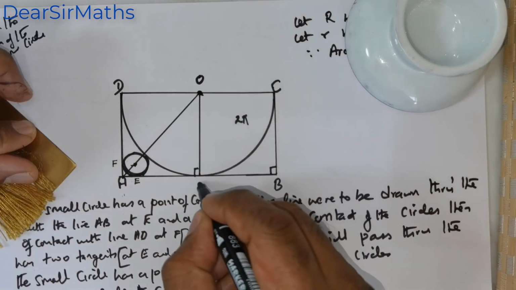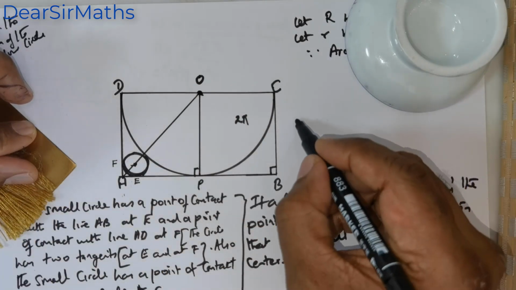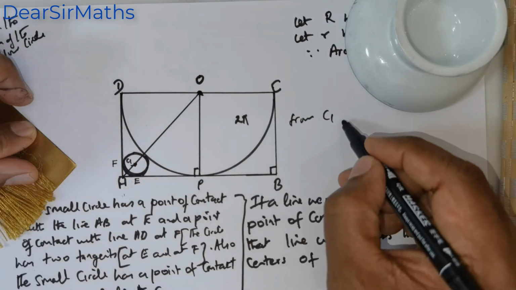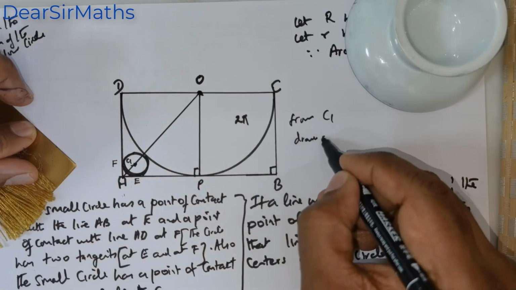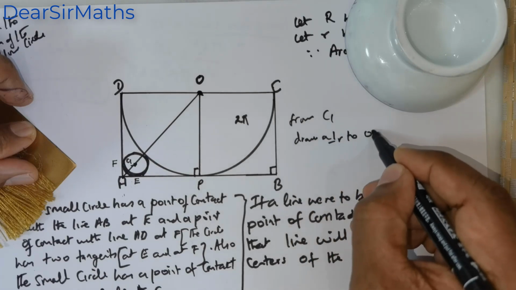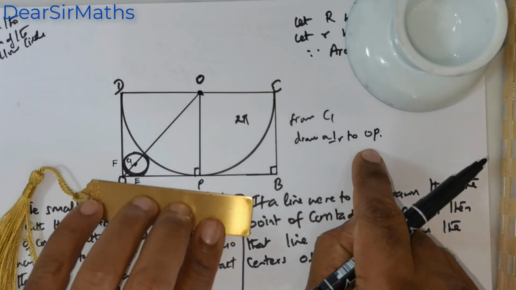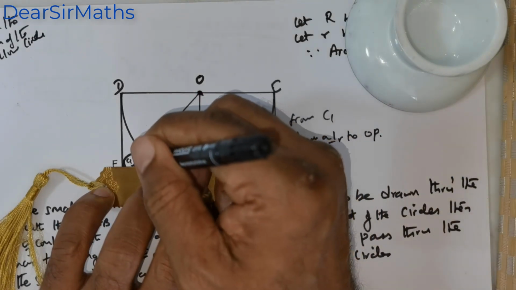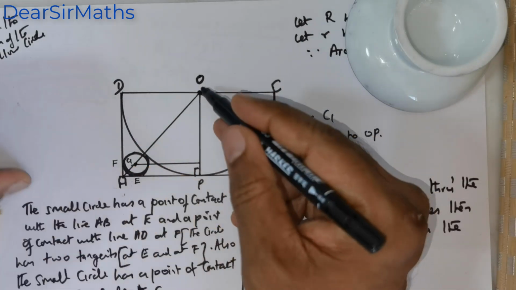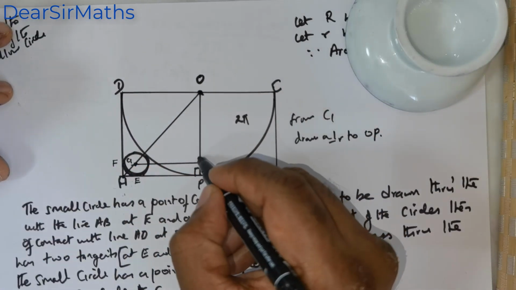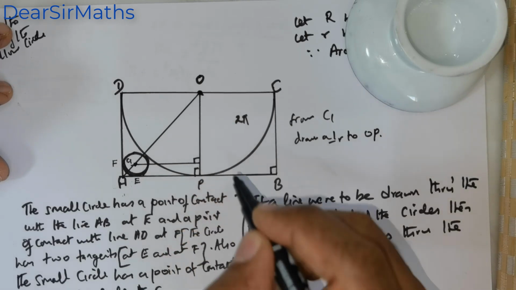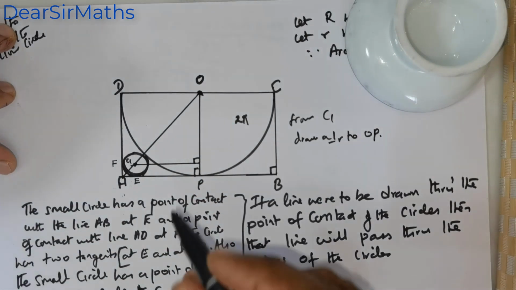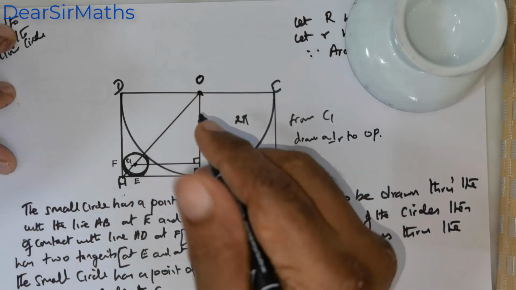So if I take this as OP, from, say, C1, I'm taking this point as C1, from C1 I draw a perpendicular to OP. So that's what I'm going to do. It's a perpendicular line, so it hits OP at an angle of 90 degrees. So this is going to be 90 degrees. Okay, fair enough.